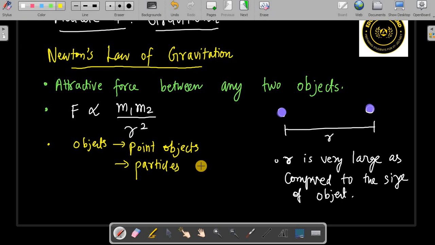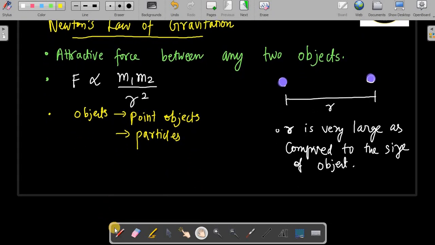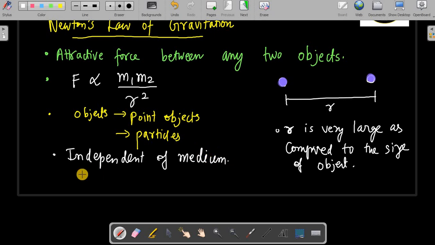Then, what about this force? Does it depend on the medium? No, the gravitational force does not depend on the medium. It is independent of the medium. That means the medium does not influence the gravitational force.